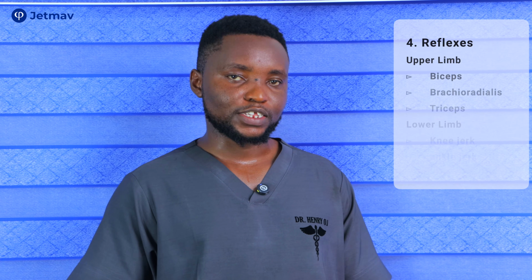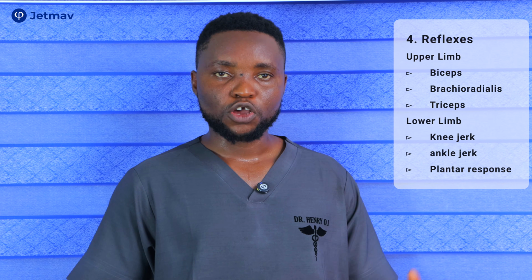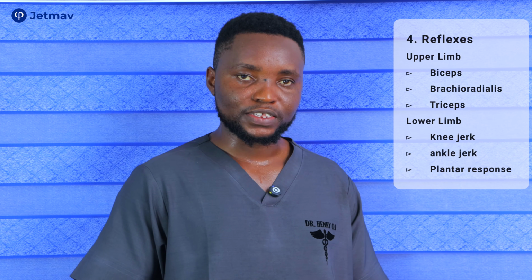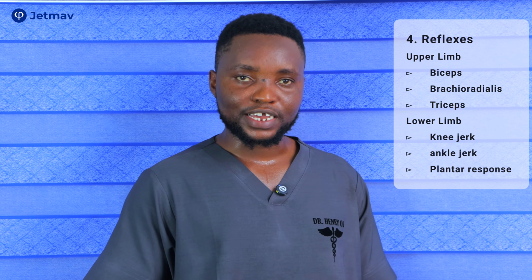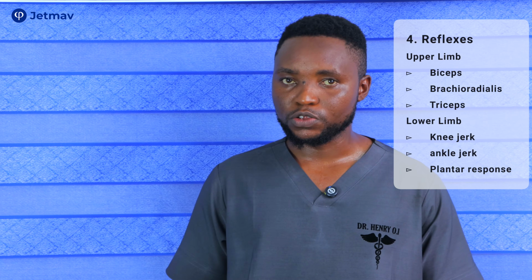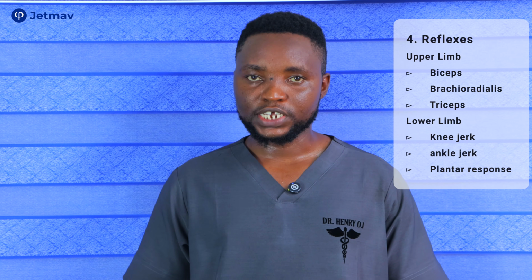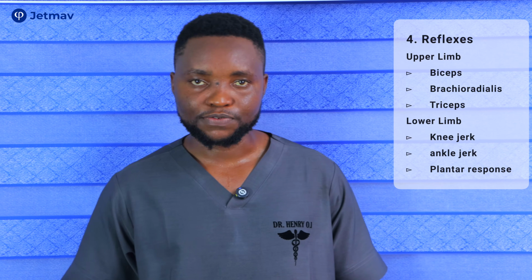So now we're going to test the reflexes. So we're going to start with the reflexes in the upper limb and then the lower limb. So for the upper limb, we're going to test for the biceps reflex, the brachioradialis reflex, and then the triceps reflex. Then for the lower limb, we're going to test for the knee jerk, the ankle jerk, and then the plantar reflex. That's for the lower limb.